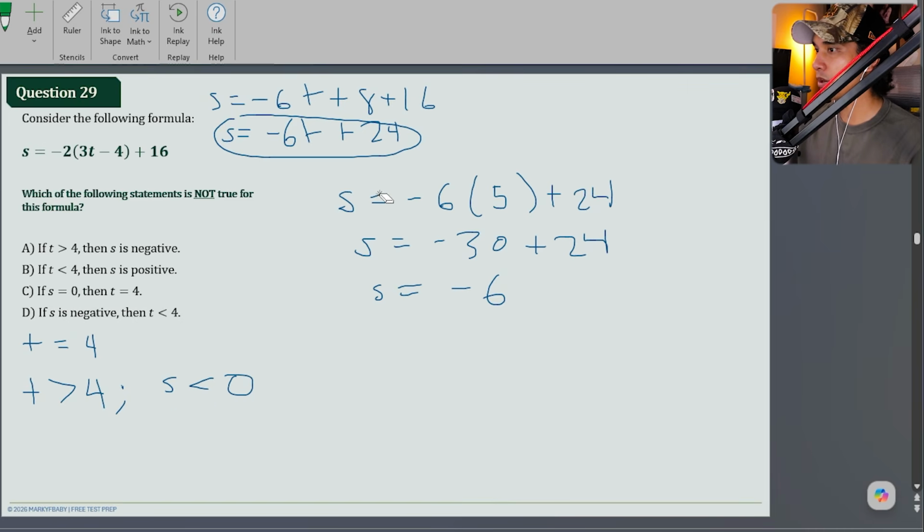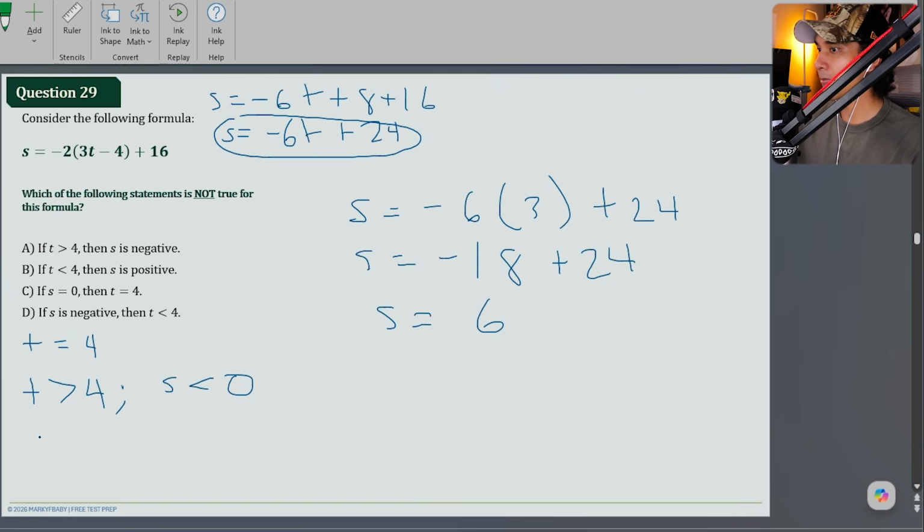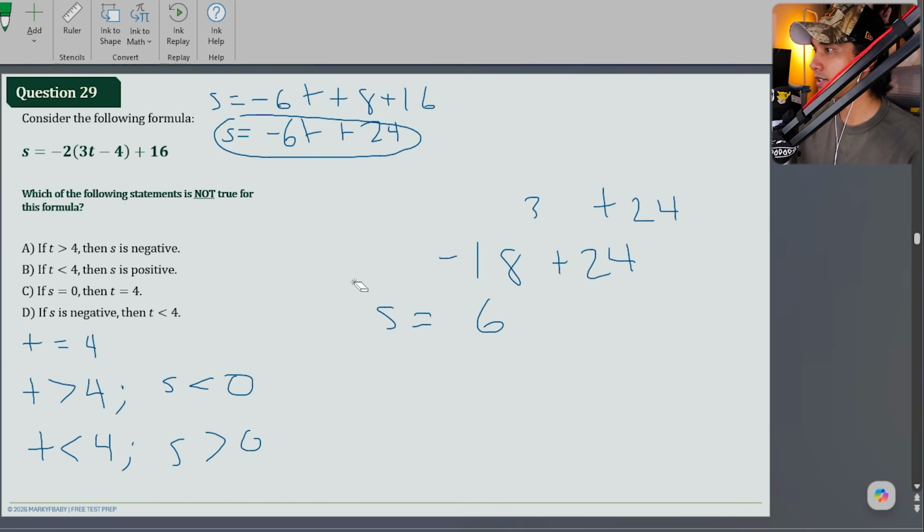So what happens below the cutoff? Let's go test that out, and I will choose 3. So S equals -6 times 3 plus 24. S equals -18 plus 24. And I get S equals +6. So t values less than 4, below our cutoff, we get S greater than 0, or positive values. Those are our rules. Now let's go ahead and test our rules against the answer choices here.